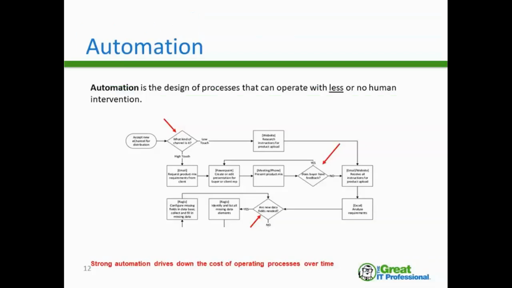Here's the formal definition from our camp: automation is the design of processes that can operate with less or no human intervention. I underline the "less" to really draw attention to this. A lot of people conflate the act of automation in their head with moving things into machines or robots or making sure that a human is not involved at all. That's really not the spirit of automation and not typically what the work entails.